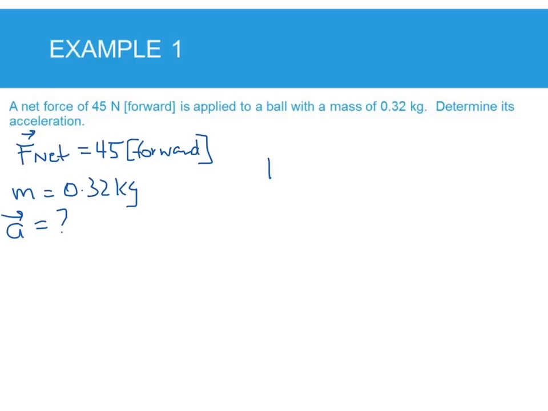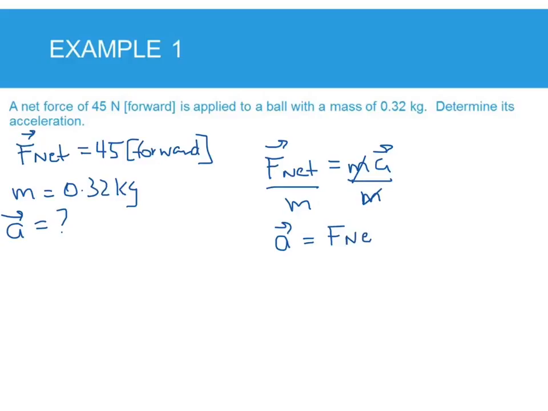So let's write down our equation. So our equation is F net equals mass times acceleration. And then if we want to rearrange that to solve for a, we would divide both sides by m. So I'm just going to rewrite that in the other direction. So acceleration is equal to F net divided by mass. So then we can go ahead and put our information in. So we have 45 newtons and we have a mass of 0.32 kilograms.